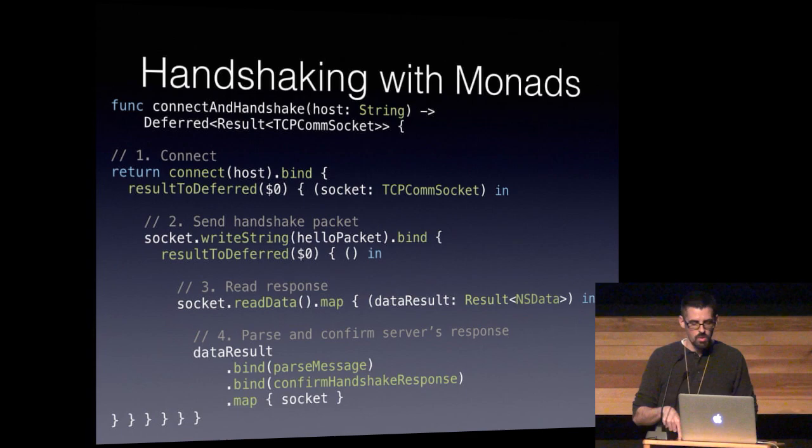Then at the very bottom, we're going to go bind bind map, which again is this result train track, right? If we get to this point, we have either success or failure of a read. So we will bind that to parse the message. If there's data there, try to parse it into a message. Bind that to our confirm handshake. So if there's data and we parsed a message, see if it's the right thing. And if you remember from the previous slide, that just returns result of nothing, right? All it says is whether there's a successful result. But what we actually want to return at the end of the day is the socket. So we'll map that empty result into the socket, all right?